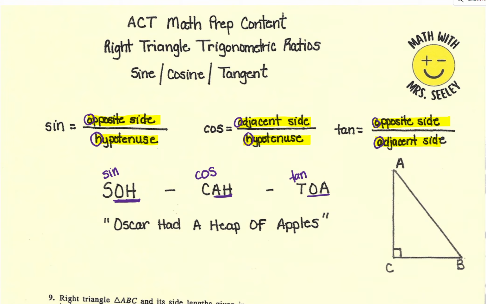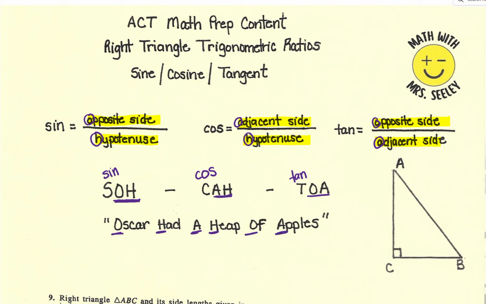There's another saying, if you prefer it instead, says Oscar had a heap of apples. Here's your sine, Oscar had. Here's your cosine, a heap. And here's your tangent, of apples.